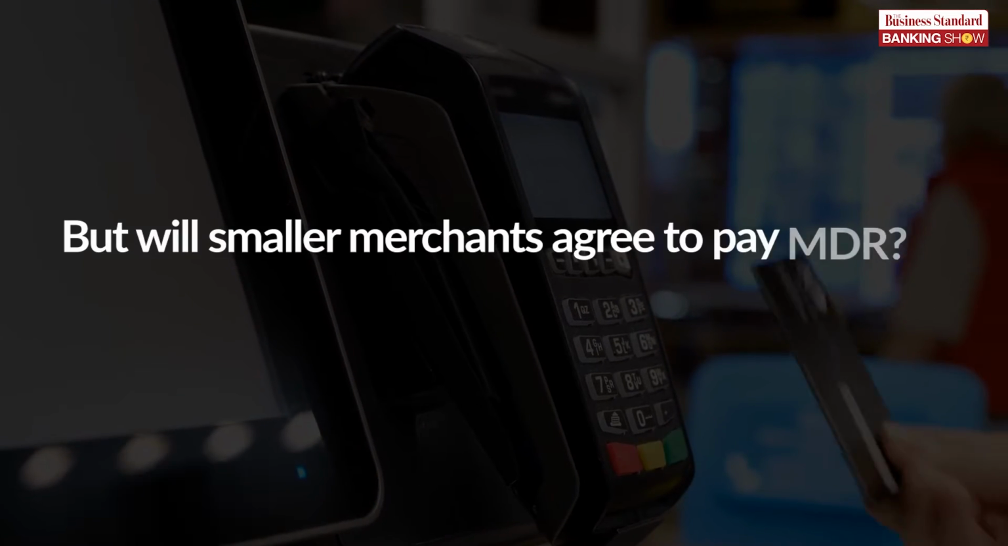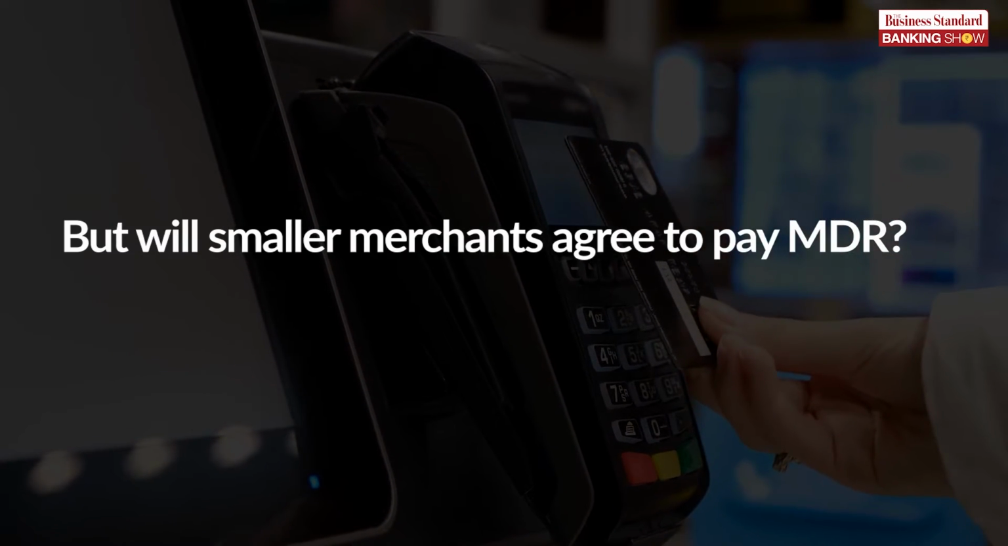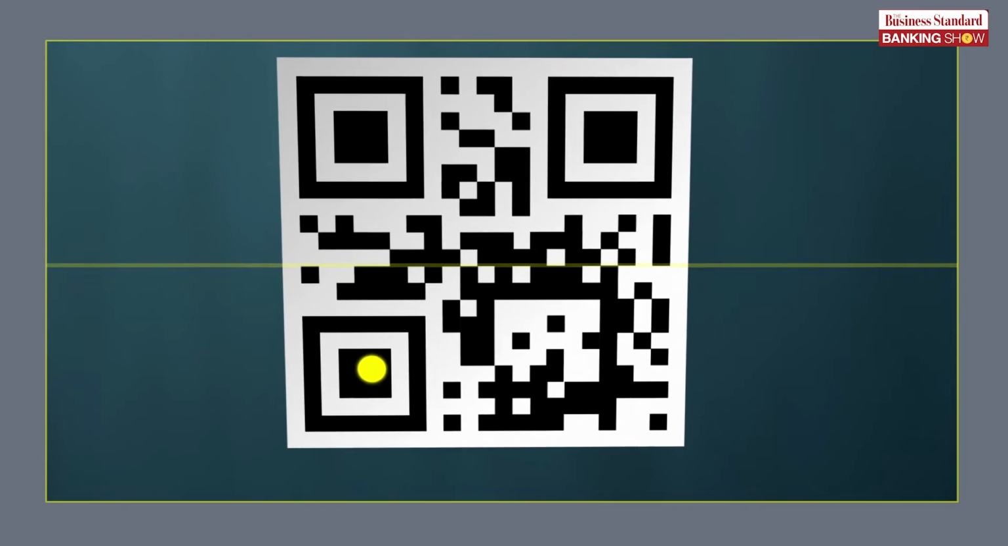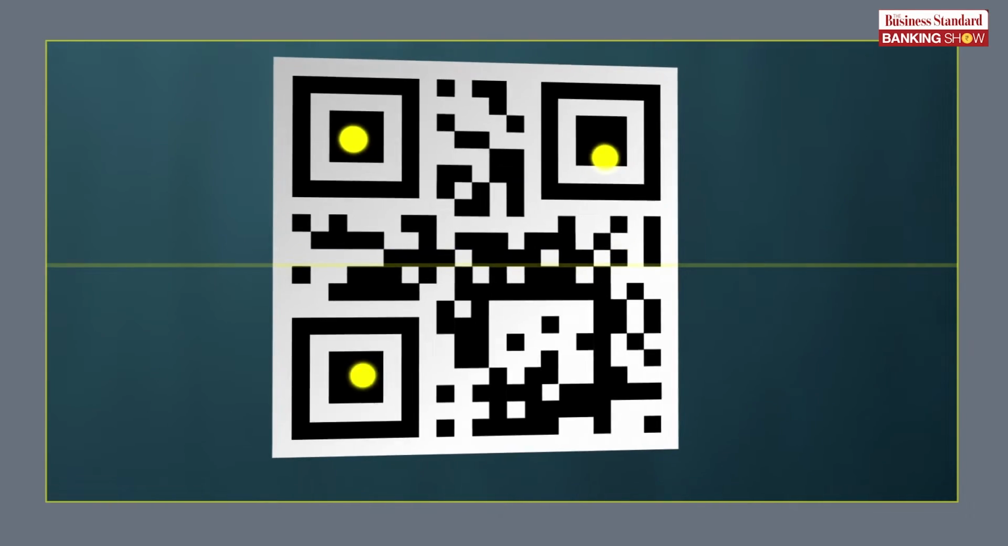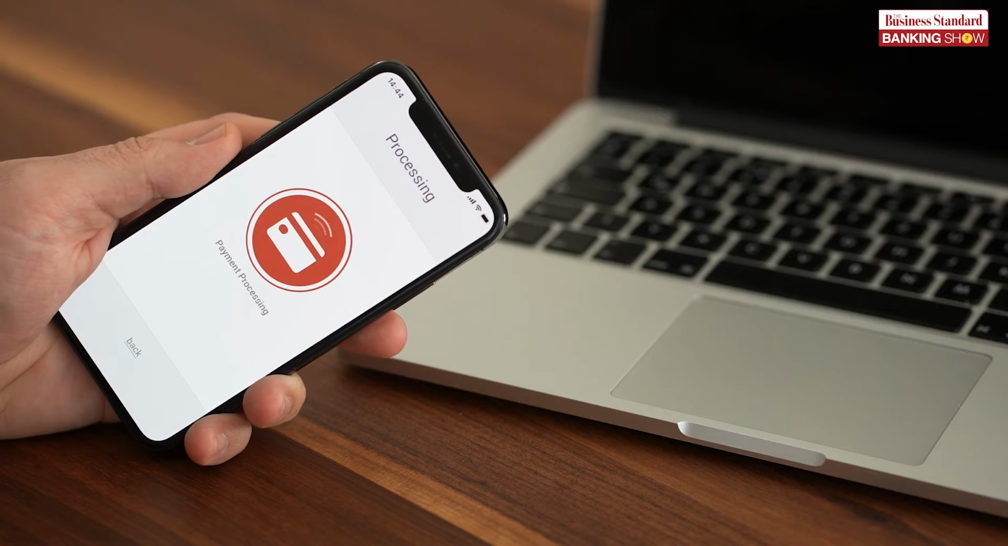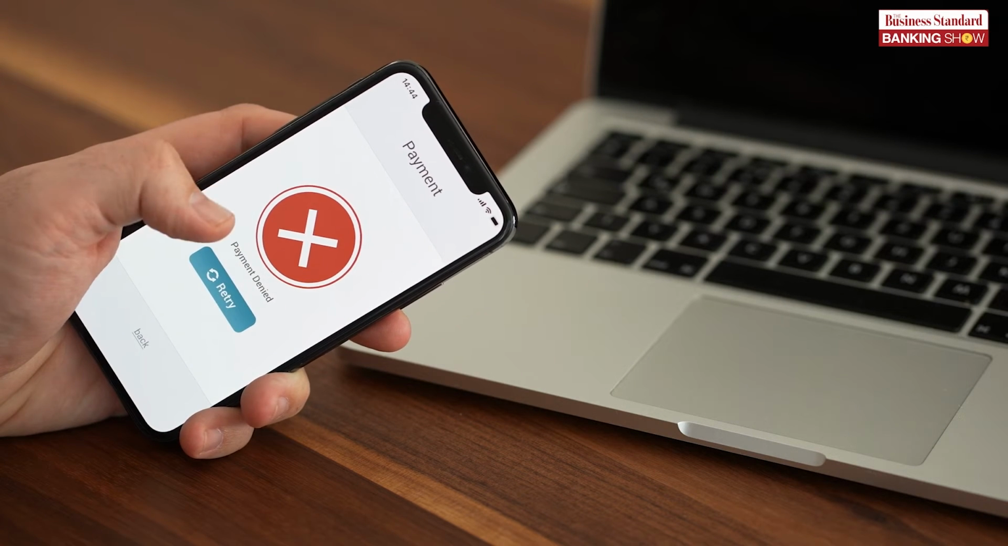But will smaller merchants agree to pay MDR? That is a crucial question. Don't forget that UPI is a toll-free highway. The huge spurt in UPI transactions masks the problem of a good percentage of them being declined because the system can't take the load. Plus, there is the elephant in the room.